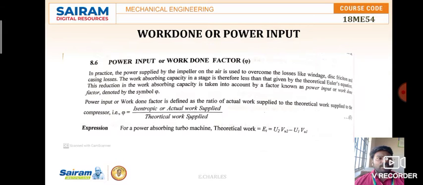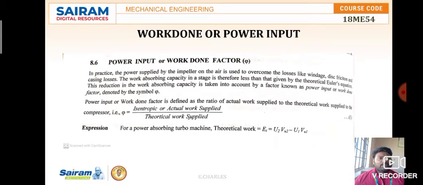Moving on to the next one, work done or power input. We'll see what the power input or work done factor is. In practice, the power supplied by the impeller to the air is used to overcome losses like windage, disc friction and casing losses. The work absorbing capacity in a stage is therefore less than that given by the theoretical Euler's equation. This reduction in the work absorbing capacity is taken into account by a factor known as the power input or work done factor, denoted by the symbol phi.